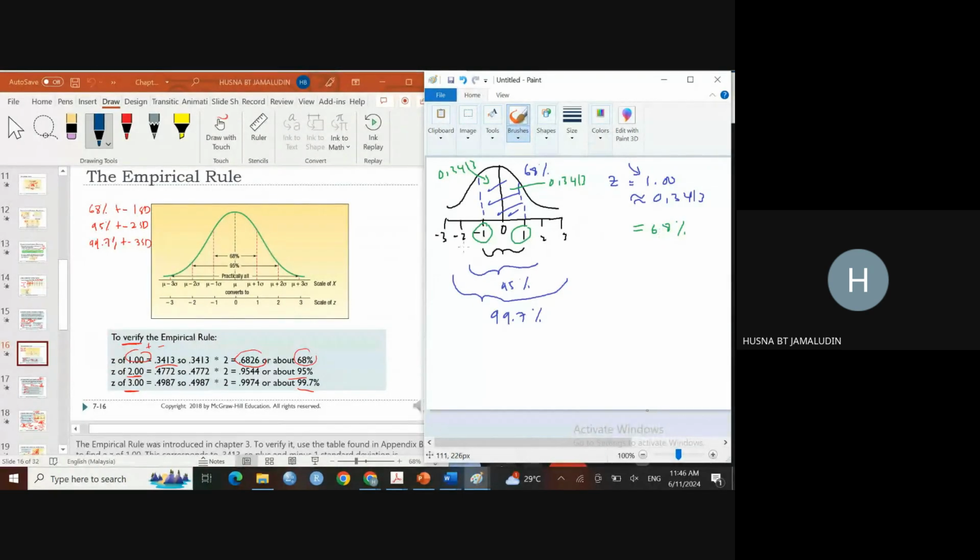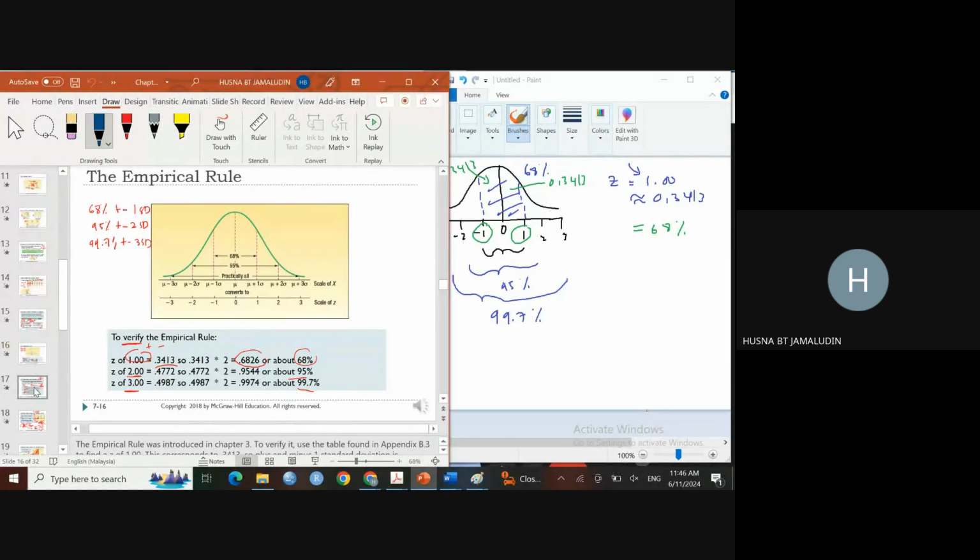And if you try with 2 standard deviations, you will get the same. 3, also the same. So what does it say? It means that the empirical rule is actually consistent with your Z formula. If the question asks you, can you verify the result in the empirical rule with your Z formula? So you can show this working.